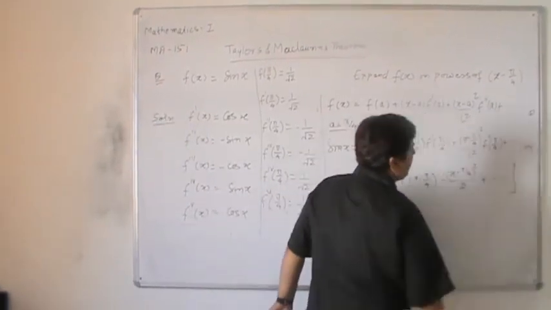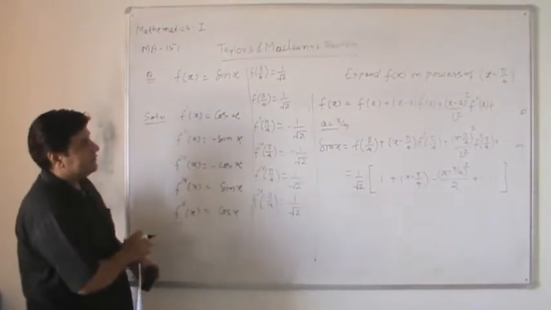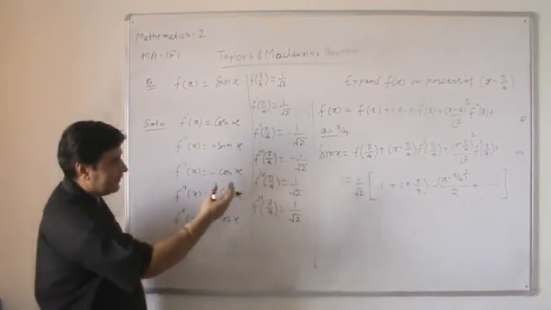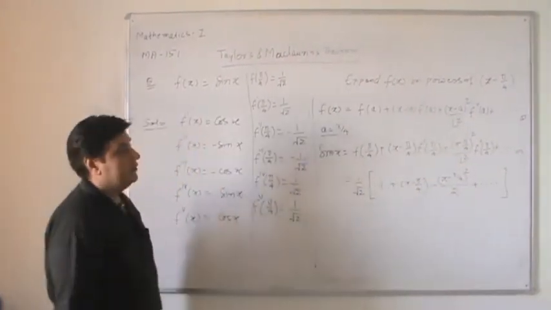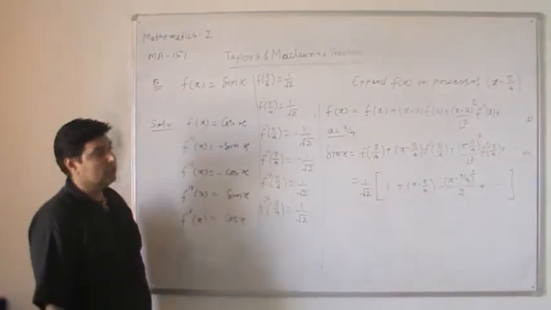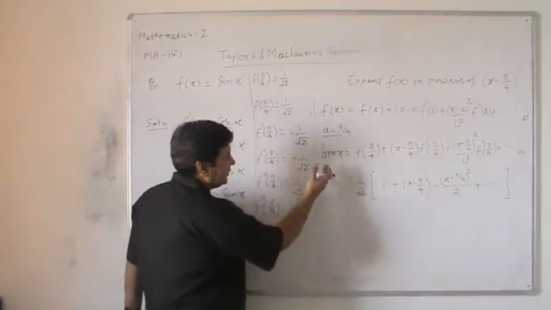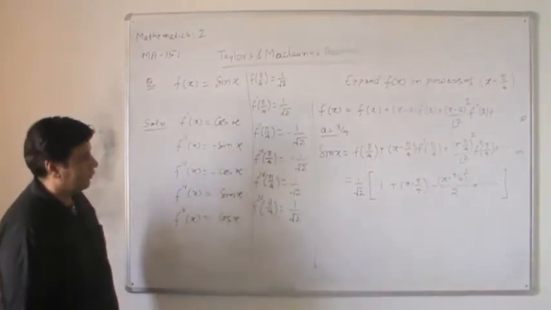So when in the question no remainder term is mentioned, then we write the formal Taylor series expansion, the infinite series expansion, and in that case we need to write the first 3 or 4 non-zero terms of the given series. So this is the Taylor series expansion of sin x in powers of x minus pi by 4.